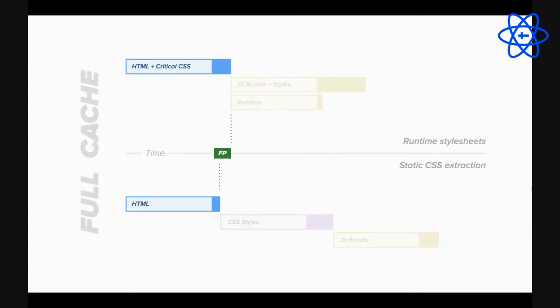When you have a full cache, so on a second visit or subsequent visits to our page, all the CSS files and JavaScript files will basically be cached by the browser, and the first paint will occur pretty much the same. But the first visit is definitely going to differ a lot between these two different approaches.